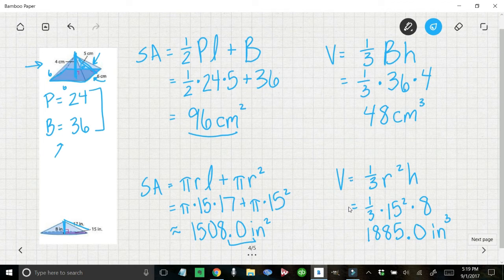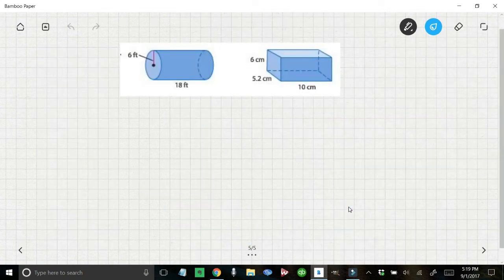So there's a couple more examples I want to do with you. The next one is a cylinder. For the surface area formula for a cylinder, we are including both of those circles and the distance around.